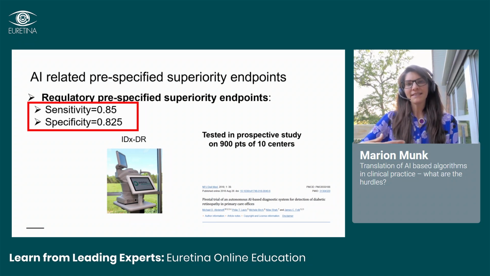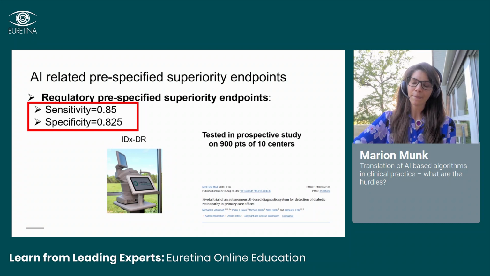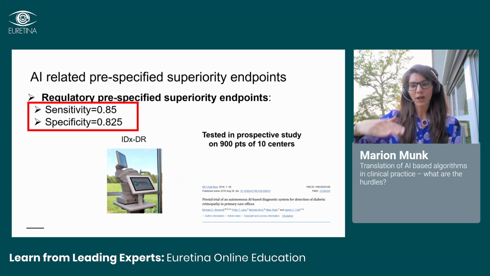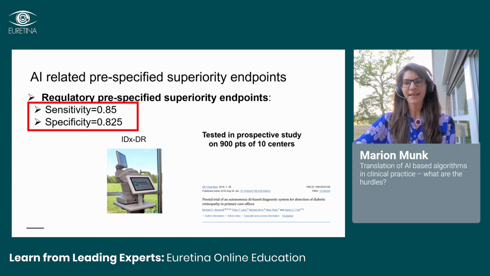So we talked now about how much data is necessary and how good the quality of these data must be so that the accuracy of the algorithm can be achieved. And the question is always what the overall accuracy must be for an algorithm to get approved by the regulators. So far, and this gold standard has also been set by the IDx-DR, it is a sensitivity of 0.85 and a specificity of 0.825. And again, this sensitivity and specificity must be reached on an independent prospective data set.